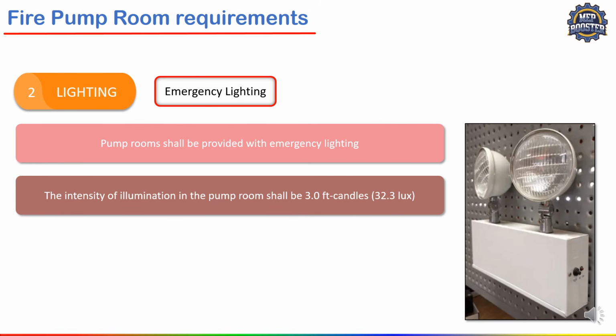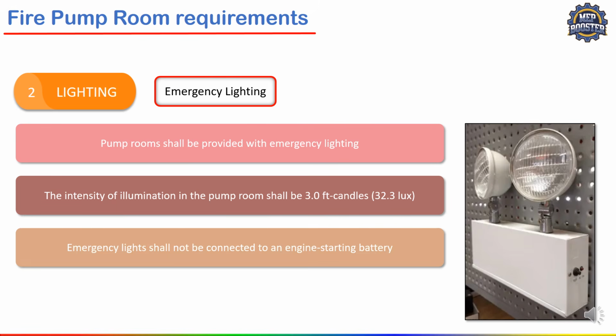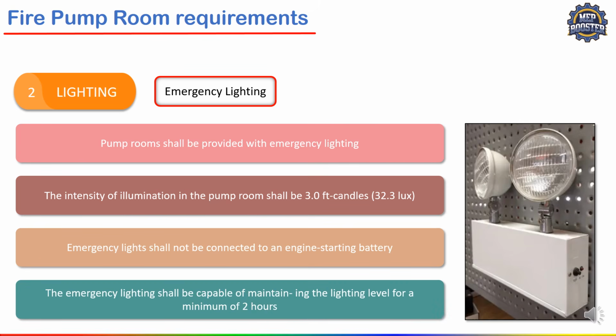It is given, meaning how much brightness we have to maintain. How much lux? Around 32.3 lux. Lux means what? It is the unit of measurement of how much amount of light, how much brightness is falling on your area per unit area. So 32 lux. Emergency light shall not be connected to an engine starting battery, and the emergency lighting shall be capable of maintaining the lighting level for a minimum of 2 hours.